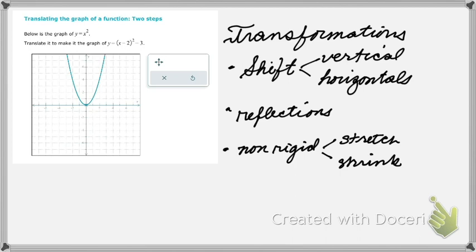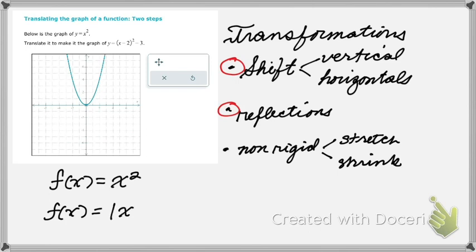In this video, we're going to focus on the shift and the reflection, and we'll take the non-rigid transformations in another video. The two types of functions that we're going to be looking at are the quadratic function, or a parabola, and an absolute value function. Hopefully you know that a quadratic function is the parabola, that U shape, and the absolute value function is almost similar, but it's straight lines. It's not U-shaped. I guess you might call that V-shaped.